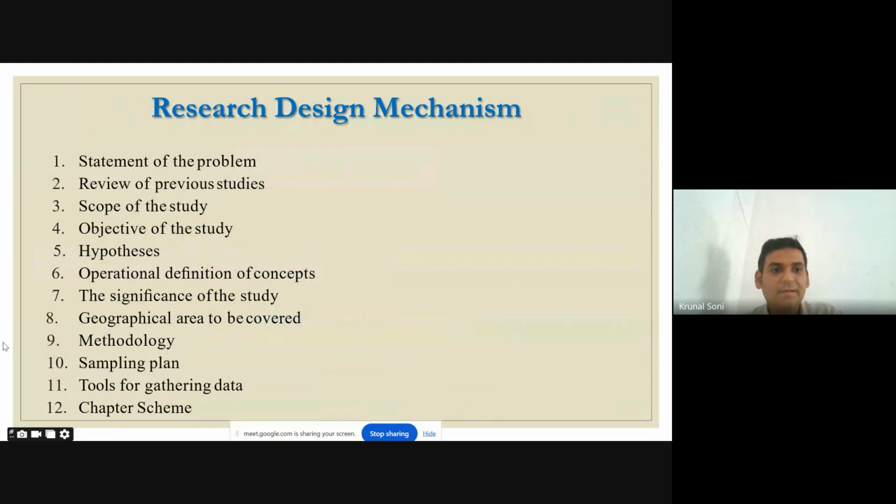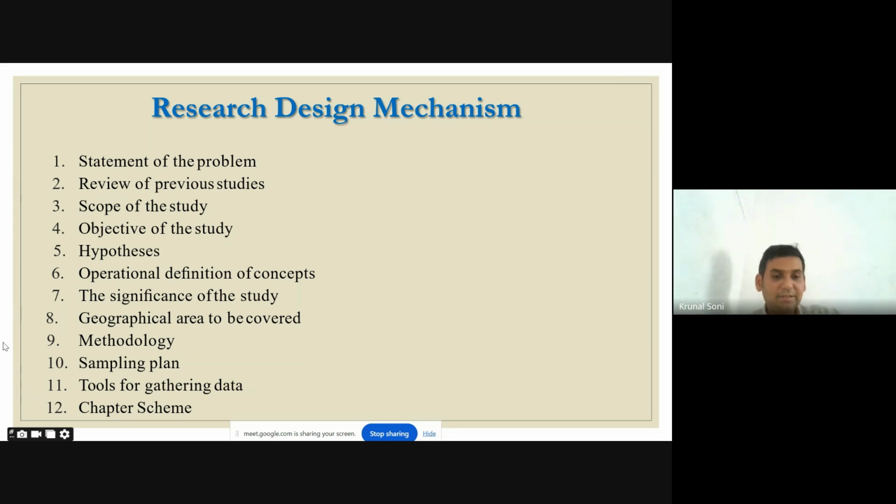Yeah. So based on this research design mechanism, what mechanism do we need to follow? The first is the statement of the problem. We must see the problems. What are the problems that have been faced by these two groups of people? We also need to define the review of previous studies. That is called literature review that we have to do. This is a part of the research methodology, chapter number 3.